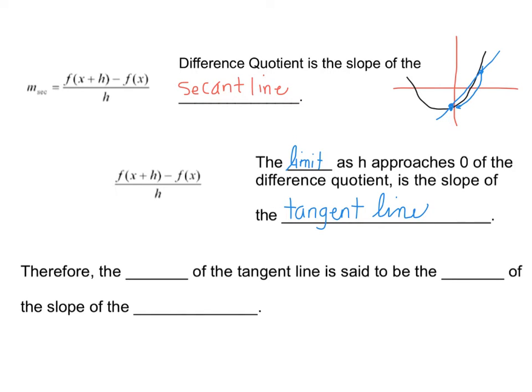So just the regular slope formula over here is the slope of the secant line, but when you apply the limit, which I don't have written here, but I need to write it, the limit as h approaches 0 of the difference quotient is the slope of the tangent line. Therefore, the slope of the tangent line is said to be the limit of the slope of the secant line.